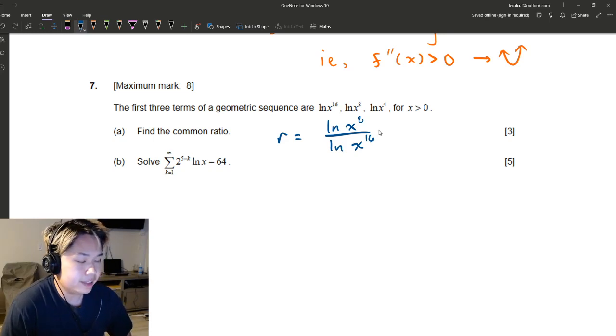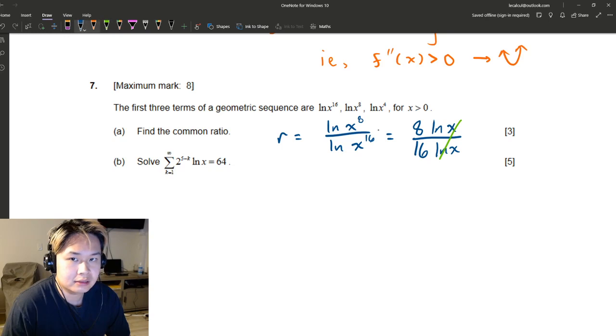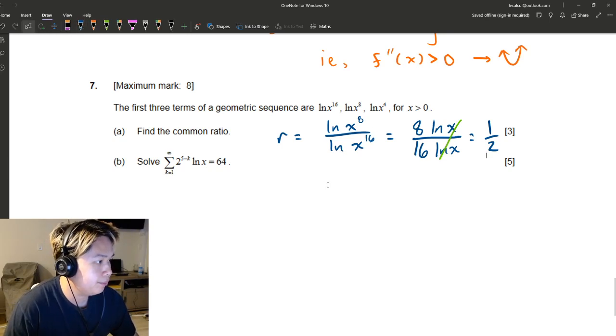And then we can simplify this using log rules or log properties. We can take that 8 and write it as a coefficient, and we can do the exact same thing with the 16. And then your natural log x's will cancel out. So here's your common ratio. It's 8 over 16, which is 1/2.